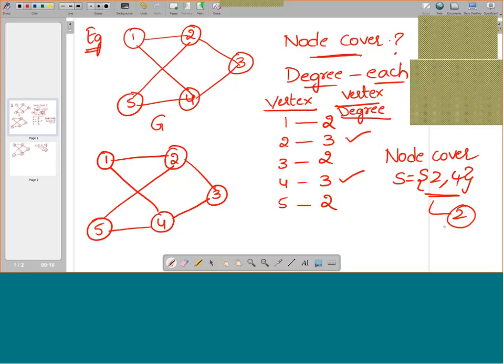Have you understood them now? Then I will go to the problem: how to find node cover for the given graph. First write down the degree for each vertex. Then take the vertices having the highest degree and check whether they are covering all the edges in the graph. Here for this graph, the highest degree vertices are 2, 4. By using 2, 4, we can draw all the edges. This is one possibility.